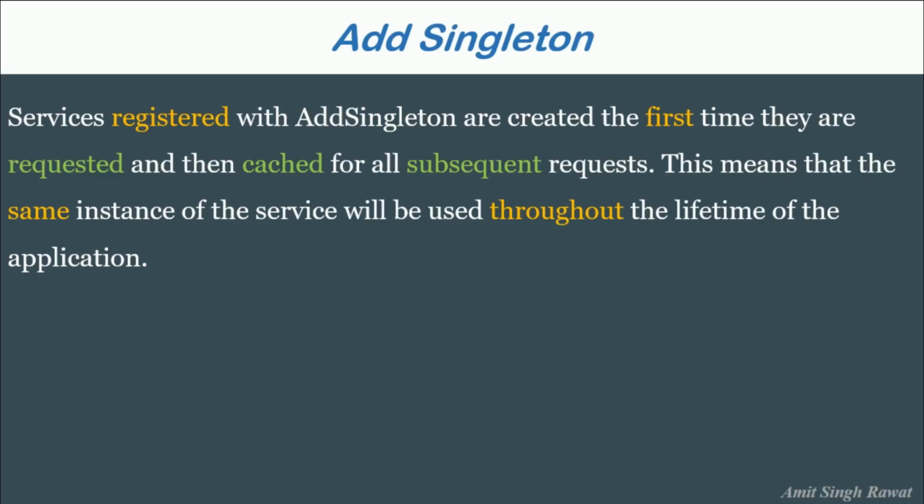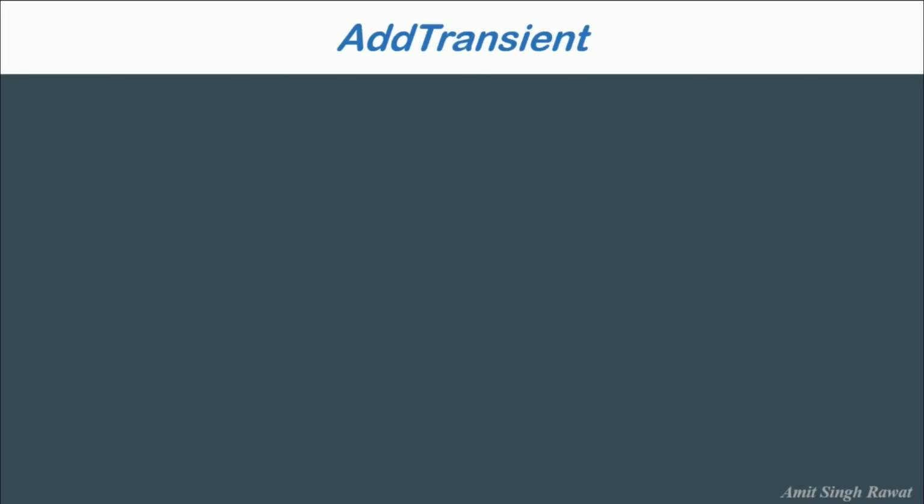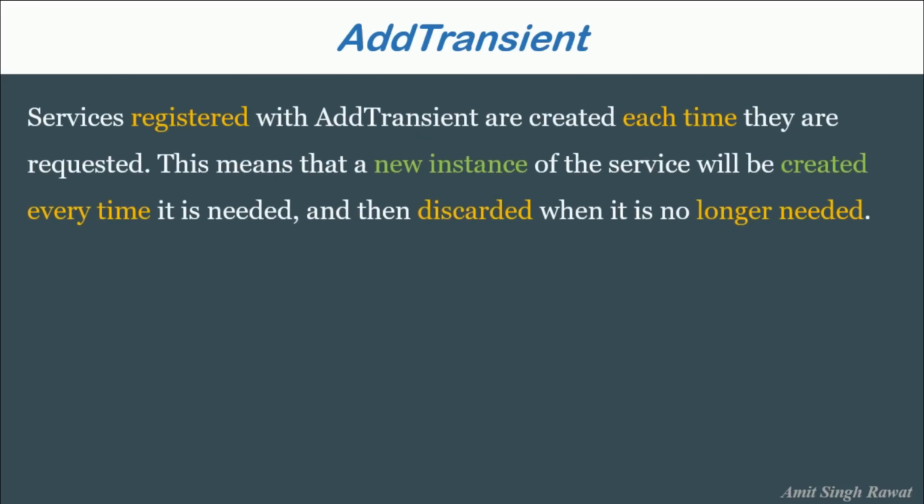Next is AddTransient. Services requested with AddTransient are created each time they are requested. This means that a new instance of the service will be created every time it is needed, and then discarded when it is no longer needed. Simple. AddTransient is exactly the opposite of AddSingleton. With AddSingleton, the same object is used, but with AddTransient, no matter what, if you inject the dependency, it will create a new object every time. Let's implement that as well.